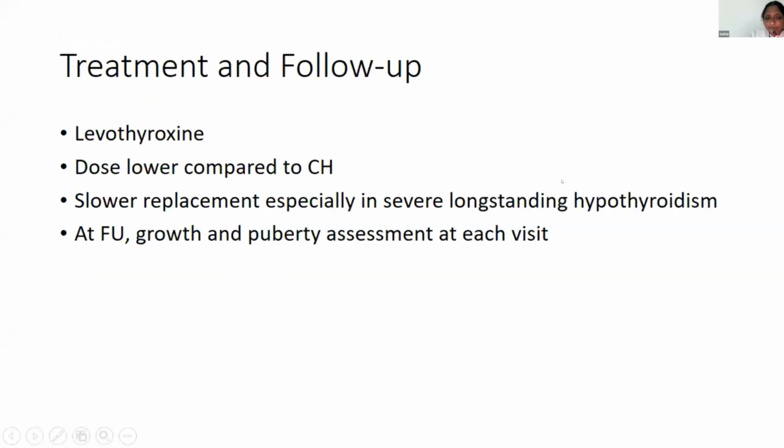Treatment and follow-up, Dr. Vijay also referred to this, is a slower replacement as compared to our congenital hypothyroidism. Dose is lower, the requirement is lower, and we usually do a slower replacement, especially in severe untreated long-term cases. We don't want a very rapid increase in basal metabolic rate, neither do we need a very rapid advancement in bone age. So we need to do it slowly. And it's important to do not just growth, puberty assessment also at each visit.